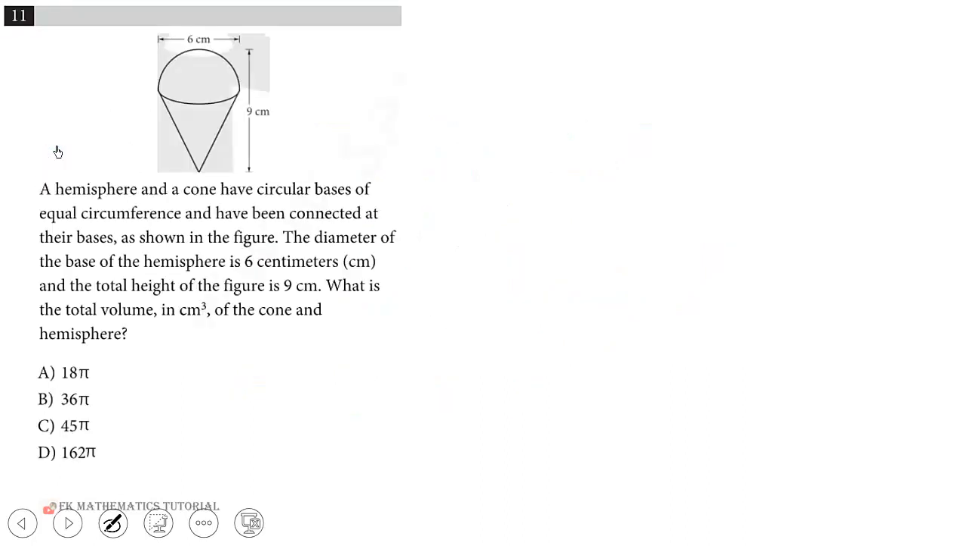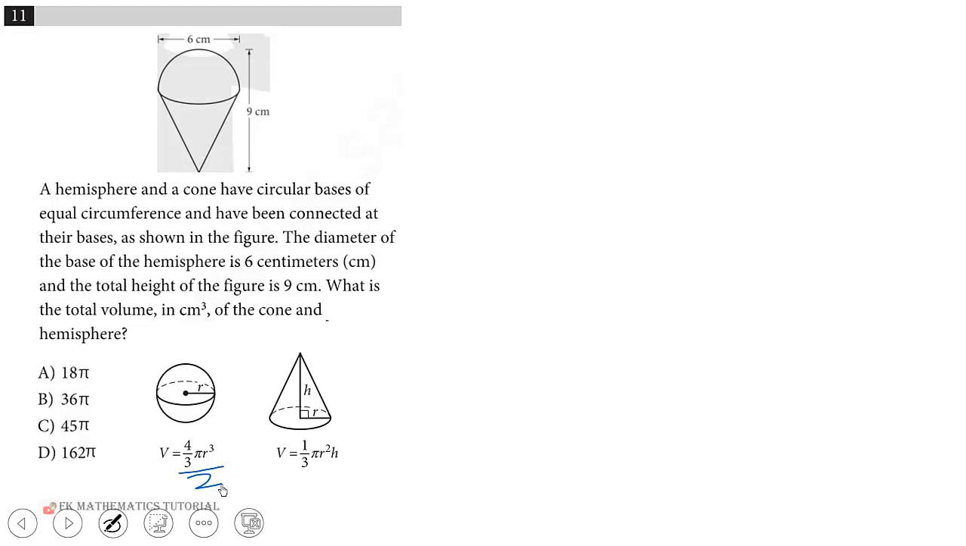Then a hemisphere and a cone have circular bases of equal circumference and have been connected at their bases, as shown in the figure. The diameter of the base of the hemisphere is 6 centimeters, and the total height of the figure is 9 centimeters. What is the total volume in cubic centimeters of the cone and hemisphere? So recall that we can make reference to this formula. This is a sphere, so the hemisphere will be half the volume of the sphere.